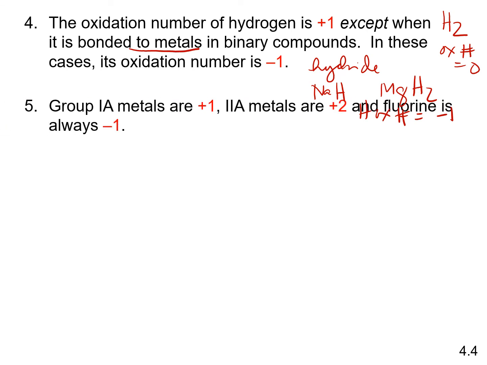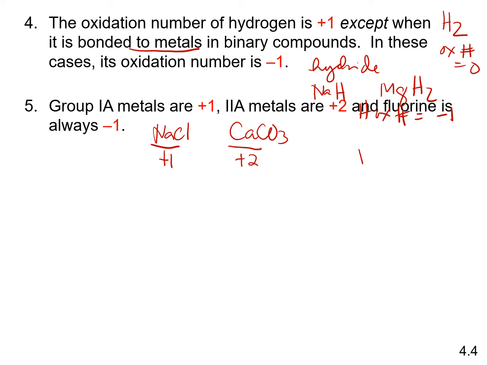Then rule number 5: group 1A metals, if they are in a compound, have an oxidation number of +1. Group 2 is +2. And fluorine is always -1. So if you have, let's say, sodium chloride, sodium is part of group 1A metals, so the sodium here has an oxidation number of +1. Let's say calcium carbonate, the formula of common chalk. Calcium is part of 2A, so it's assigned an oxidation number of +2.